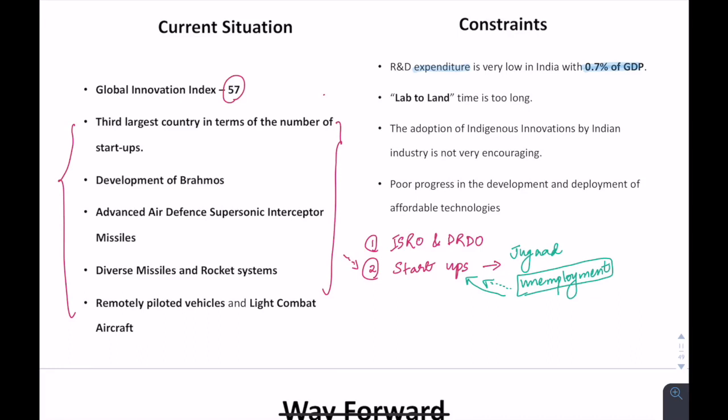What this means is that if something is innovated, or if something new is experimented upon and proved in the labs, bringing it to reality, the time taken is too long because of bureaucracy, because of a large number of approvals required, and because of the slow method of how the government works.